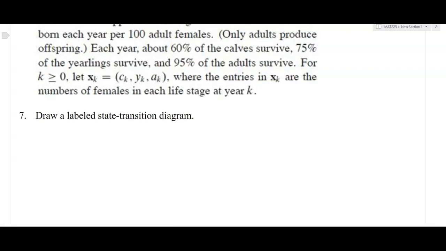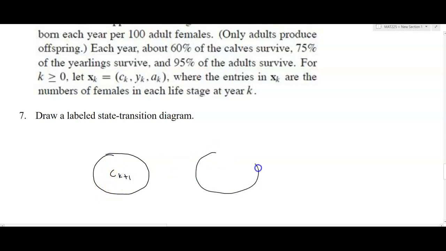As usual, we're going to set up our states, which in this case we have 3 of them. So we'll have the calves at time k plus 1, the yearlings at time k plus 1, and the adults at time k plus 1.